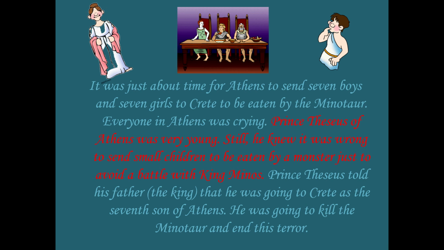Therefore, Prince Theseus told his father that he would like to go to the island of Crete as the seventh son of Athens, and he planned to kill the Minotaur and end this terror.